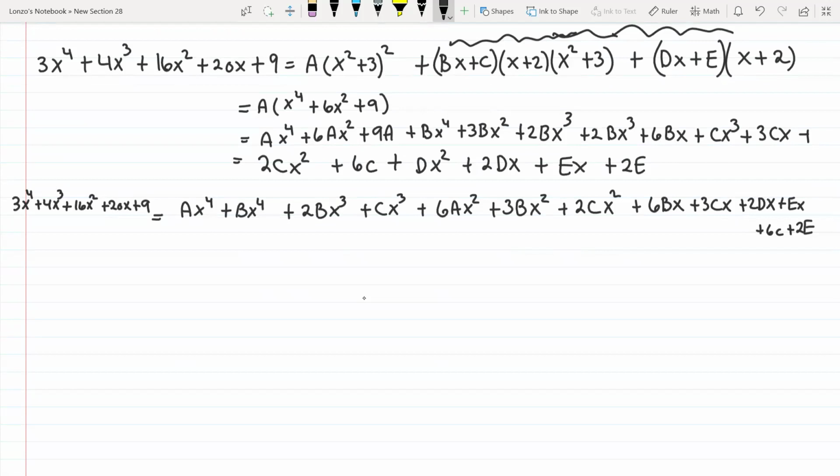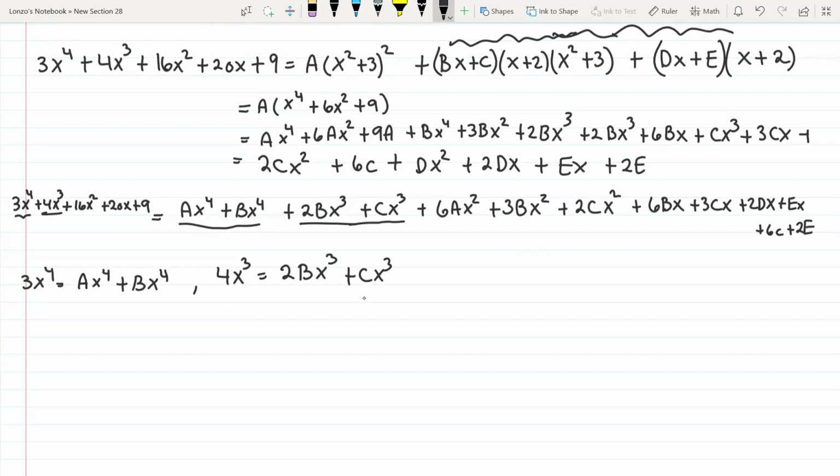So then you just line them up. This thing right here lines up with 3x to the 4th because they're both to the 4th power, so you're going to set it up as a system of equations. So it's going to be 3x to the 4th equals ax to the 4th plus bx to the 4th. Then this 2bx cubed plus cx cubed is related to 4x cubed. So I could put a little comma, so it'll be 4x cubed equals 2bx cubed plus cx cubed.